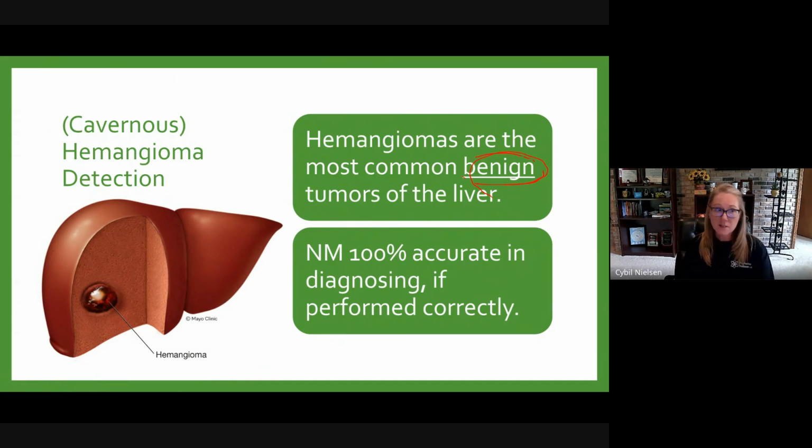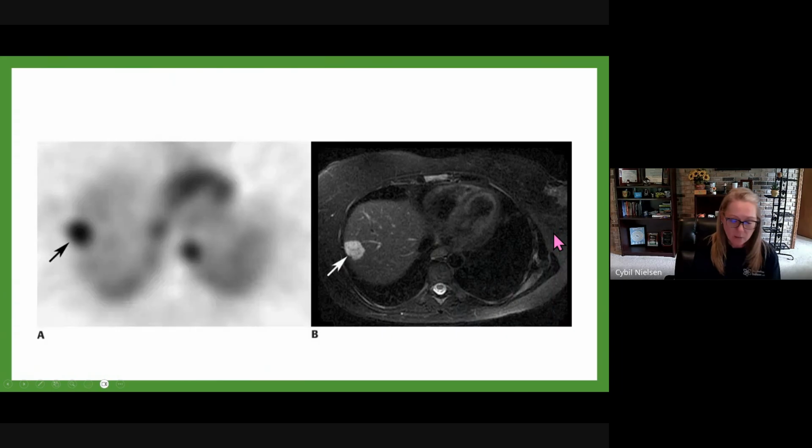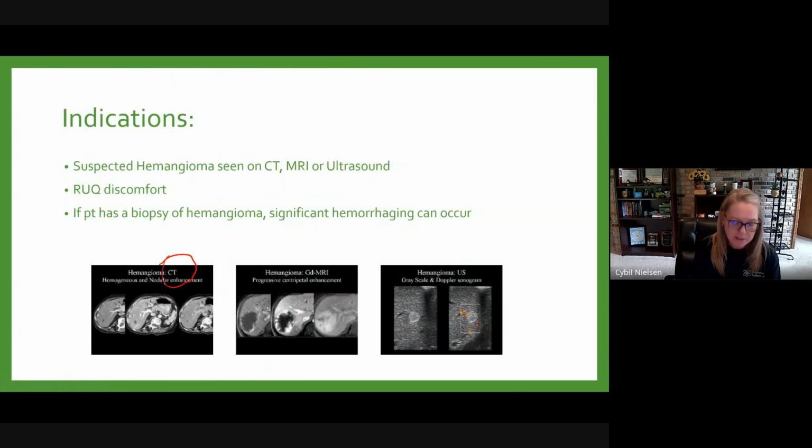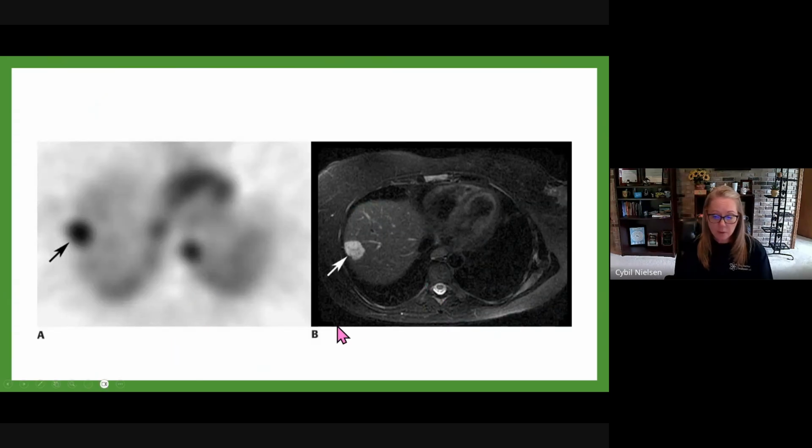So sometimes it's seen on another imaging modality. You might see it on CT, you might see it on MRI, or you might see it on ultrasound. So a patient has a scan and they find something. The only way to tell if it's cancer is to biopsy it by putting a needle in it. And we don't want to put a needle in a hemangioma because it's very vascular and it could cause the patient to hemorrhage. So before they biopsy it, they're going to go ahead and do a hemangioma scan.